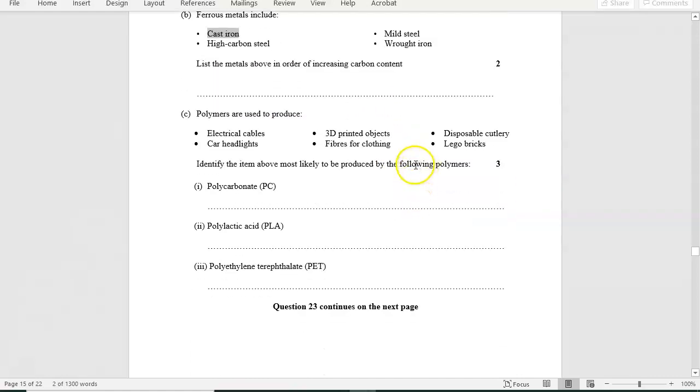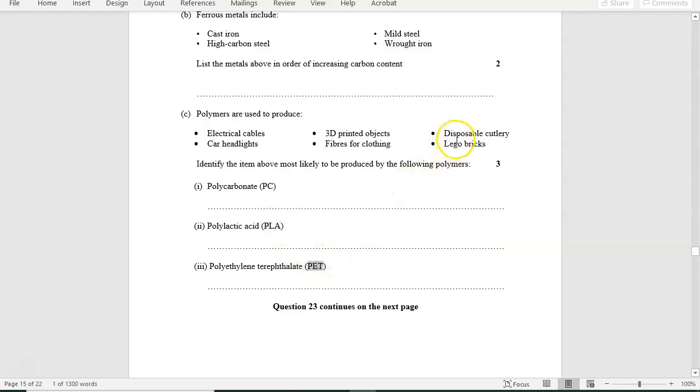Okay, what are the polymers used for? This was answered quite badly, for 3 marks. A lot of people got this wrong. So polycarbonate is used in car headlights, right? I really drive that one home. Polylactic acid is used for 3D printing, along with ABS, the 2 main things that we use for 3D printing. The reason we like PLA is because it's biodegradable.